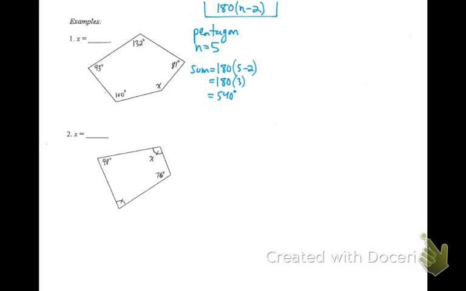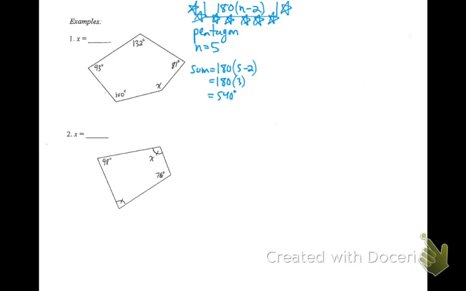You'll start noticing you're going to have a lot of common figures you're going to be using. You're going to be using pentagons a lot. It's always 540. But it's always good to know how to find out what the sum is going to be, because I might give you a 12-sided figure. Then you have to figure that out. So make sure you know that formula.